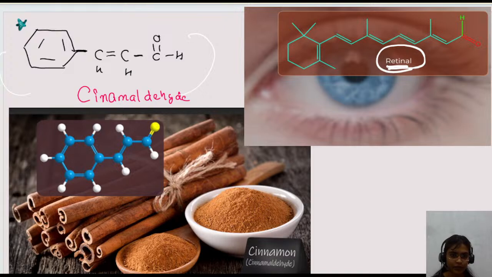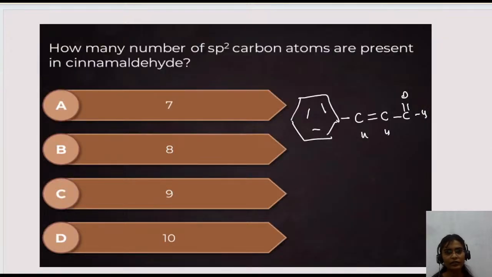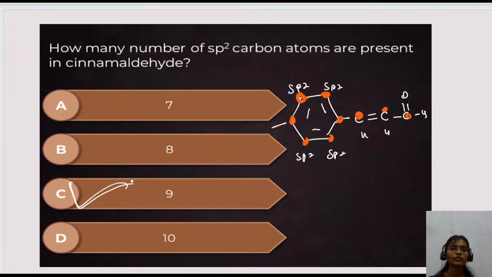Yes, please. So how many carbons are sp2 hybridized? It's sp2, sp2, sp2, sp2, sp2. Better to highlight: one carbon, two, three, four, five, six, seven, 8 and 9. So what is the correct answer for this question? C is the correct answer. I hope this point is clear, right? Yes, Niharika, C is the correct answer. 9 is the number of carbons.